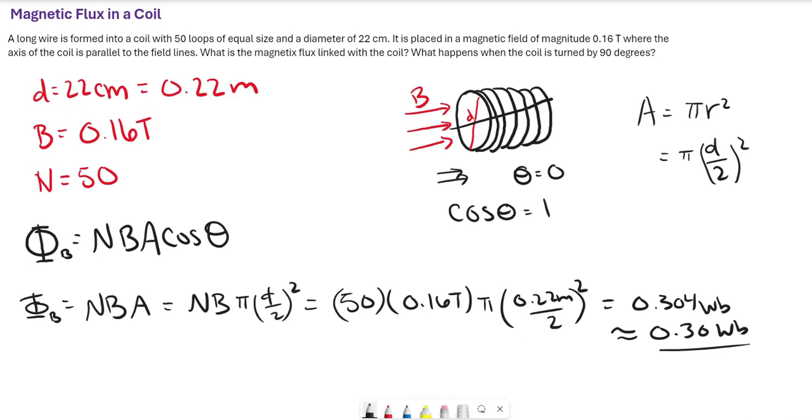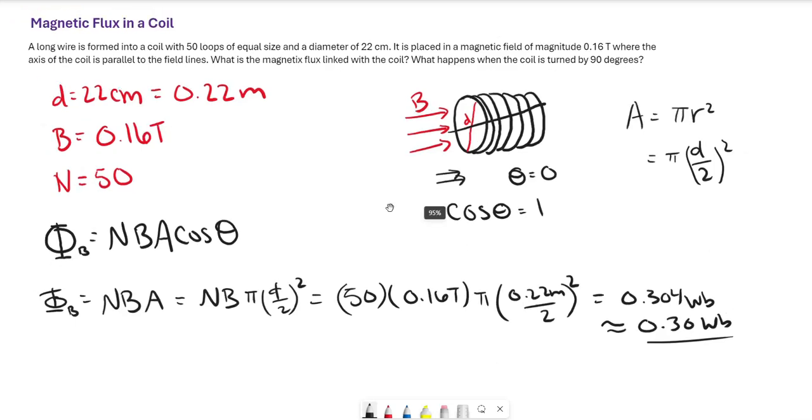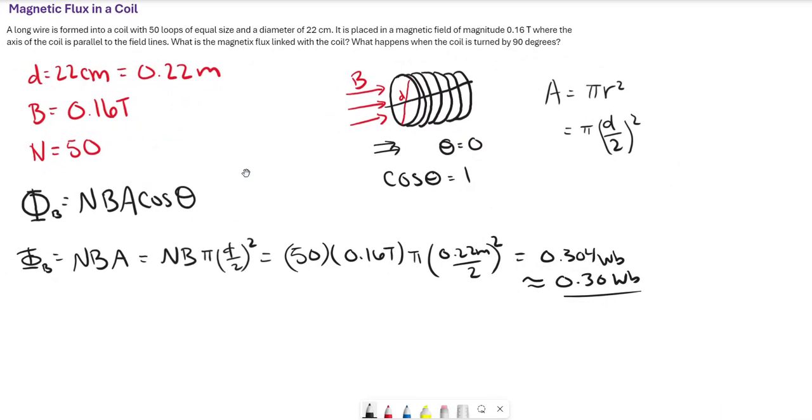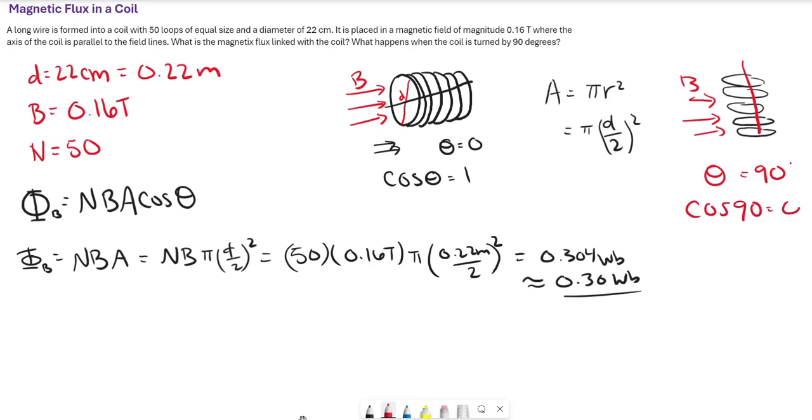Okay, now in the second part of this question, they ask what happens when you've turned this coil by 90 degrees. So let's move some of this out of the way. Now we have our coil here. And when we turn the coil, our magnetic field lines are going to be perpendicular to this axis, right? So that's going to make the angle between this perpendicular line coming out of the surface area and these magnetic field lines equal to 90 degrees. And what happens when you have cosine of 90 degrees? That's going to be 0.